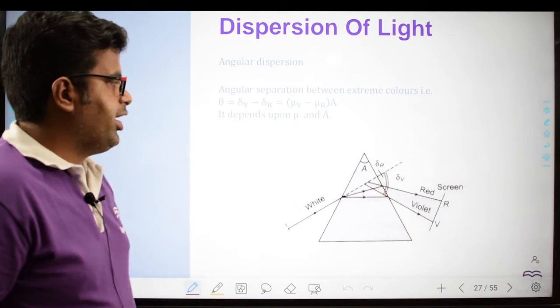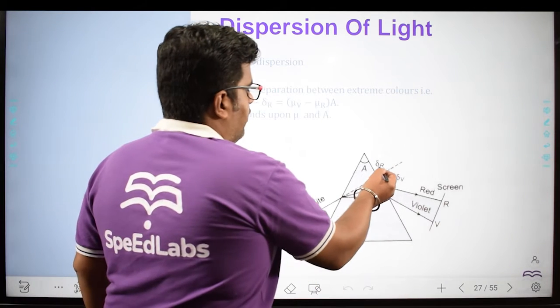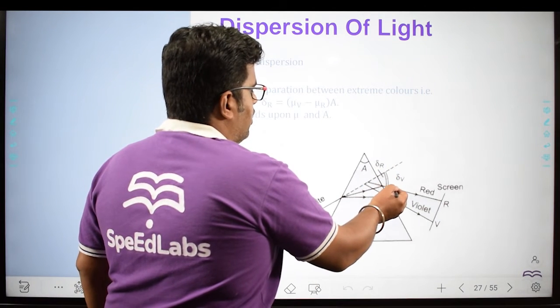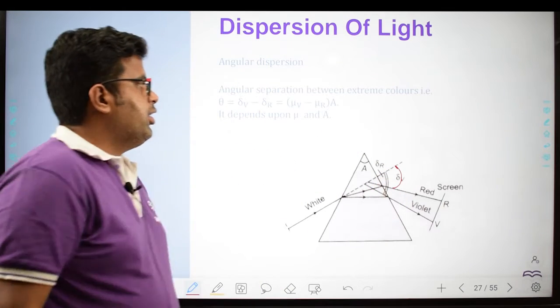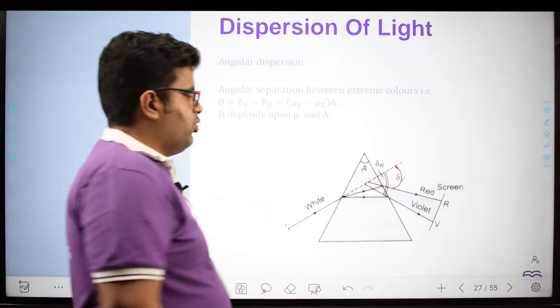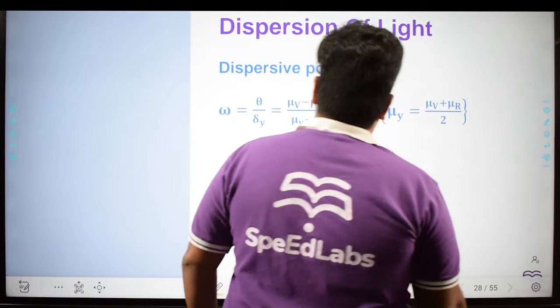Now that's the diagram. Suppose this is for violet light and this one is for red light. So this is your delta V minus delta R, which is (mu V minus mu R) into A.